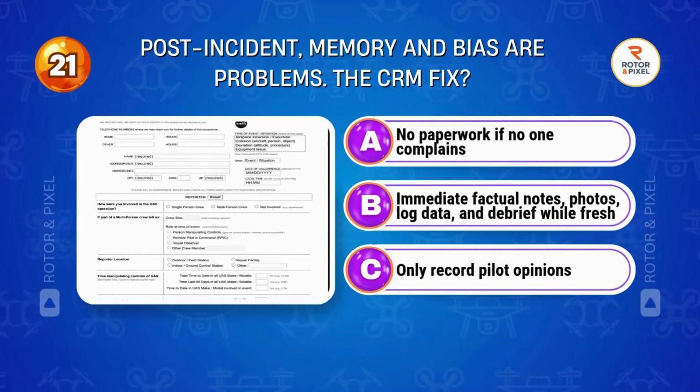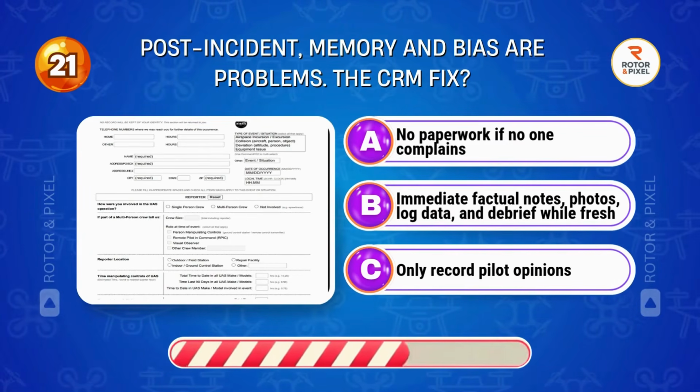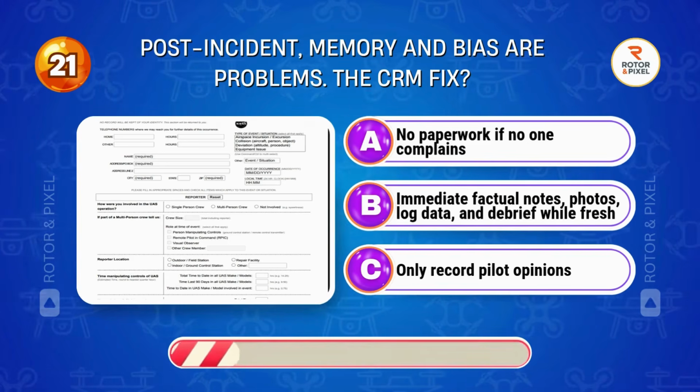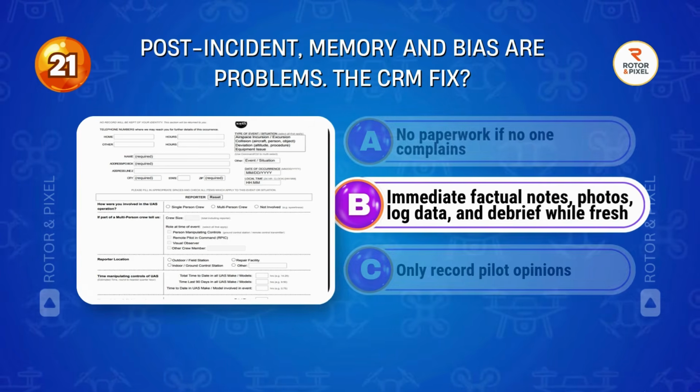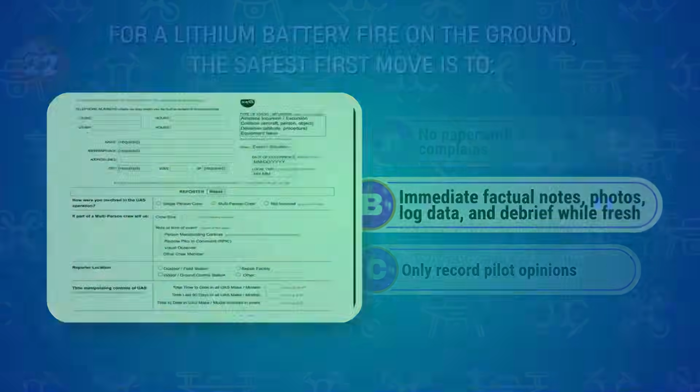Post-incident memory and bias problems. The CRM fix? Answer B. Immediate factual notes, photos, log data, and debrief while fresh.